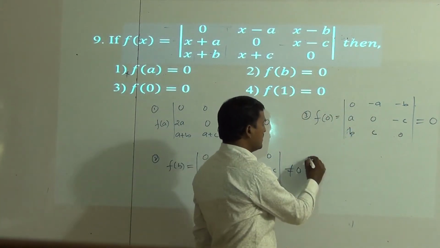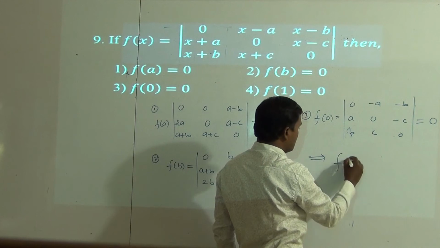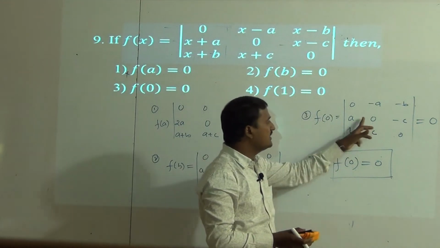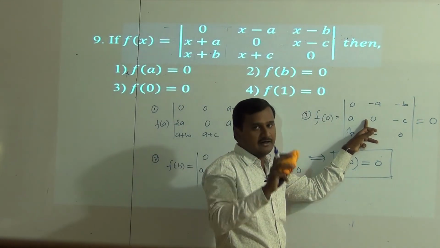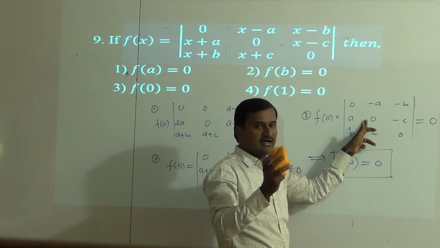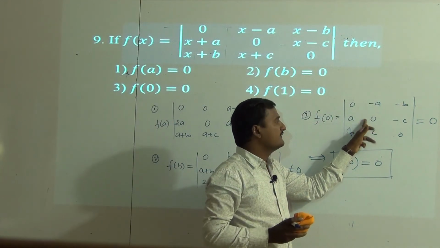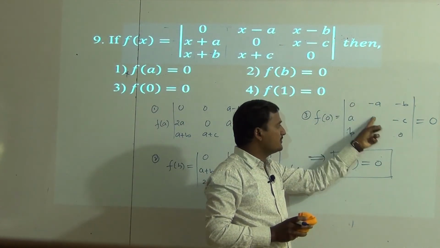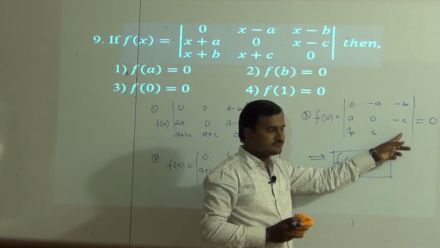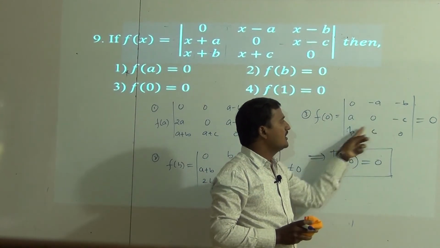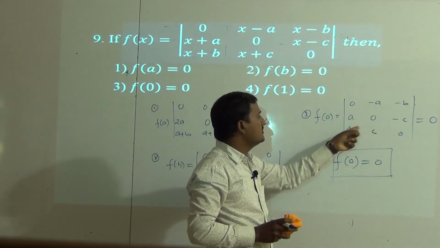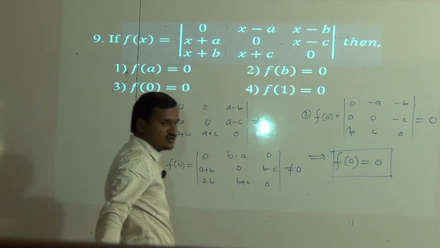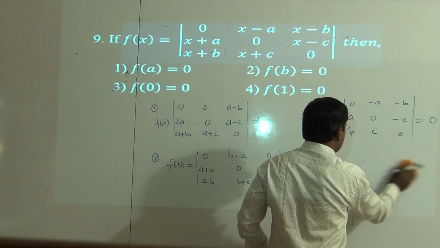So clearly after expanding this determinant, I will get f of 0 equal to 0, because it is a skew symmetric determinant. You already know that the given determinant is a skew symmetric determinant, and the value of a skew symmetric determinant is always equal to 0. In this case, all the principal diagonal elements are equal to 0, and the other elements are the same with opposite sign. So therefore the value of the skew symmetric determinant is equal to 0, and clearly the third option is correct. Okay, we'll go for the next question.